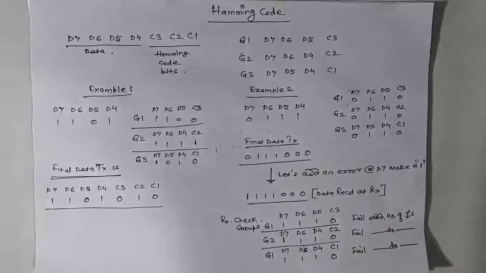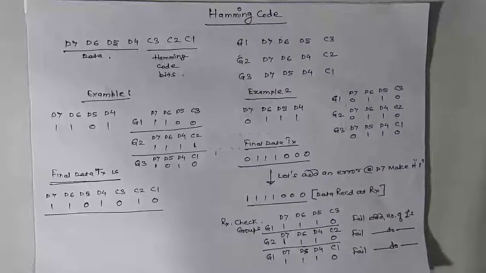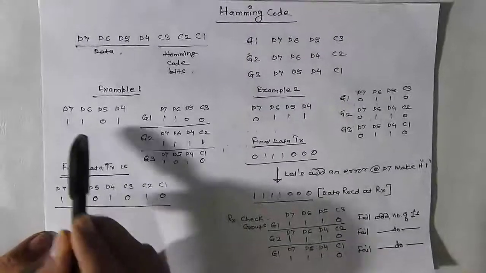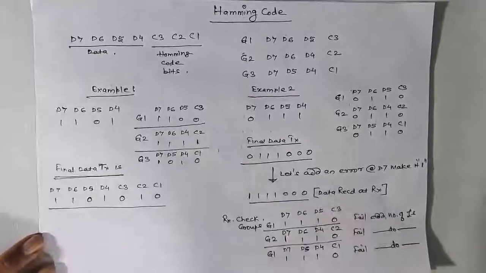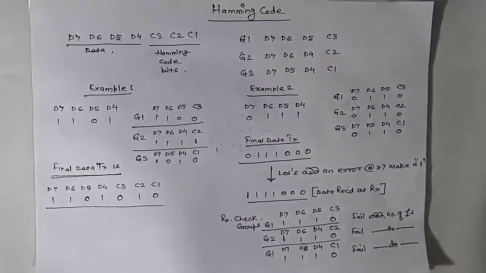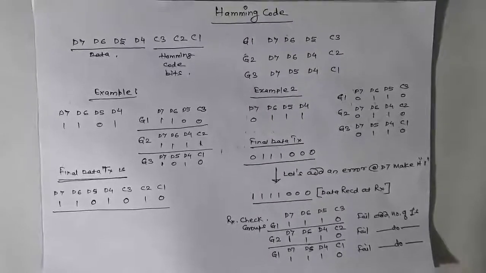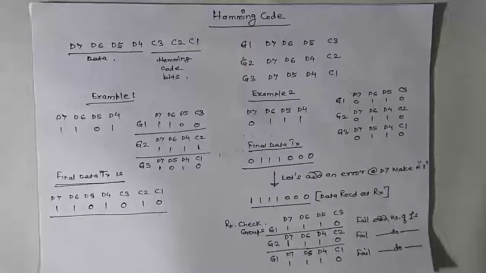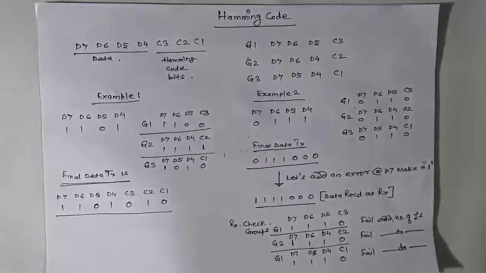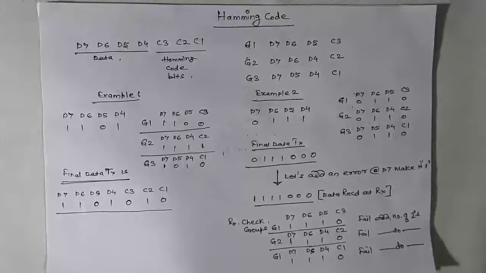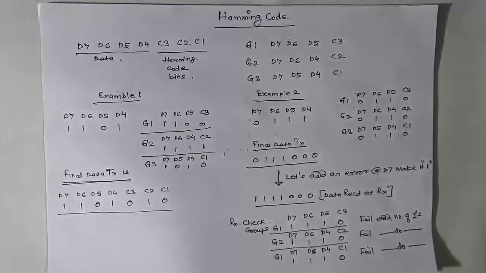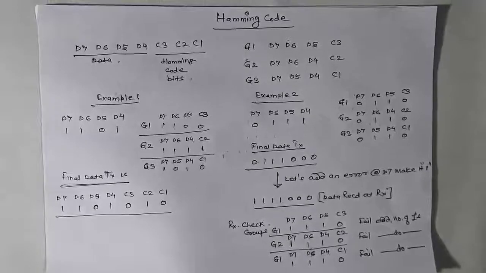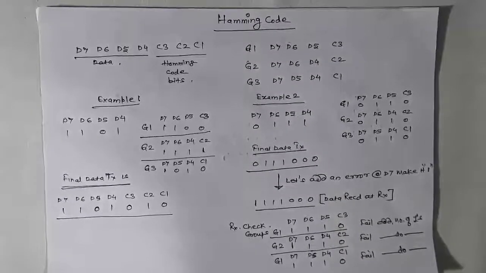Now for example, if our data is 1101, that means D7 is 1, D6 is 1, D5 is 0 and D4 is 1. Based on this data and the groups, we derive the Hamming bits. Here we have to see whether we are working in even parity or odd parity. For the sake of example, I am explaining it with even parity, that is, whenever data in the form of groups is transmitted from transmitter to receiver, it will contain an even number of ones.